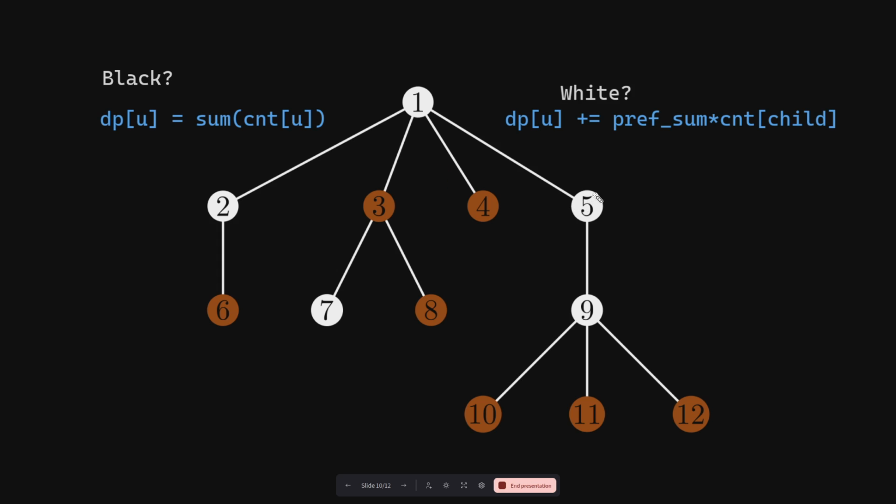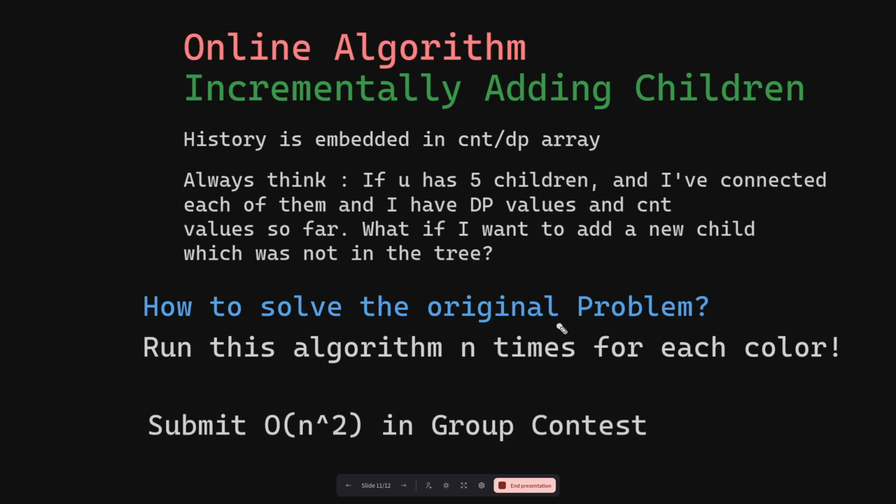So for example, when node 5 or basically the child 5 enters into the tree, the prefix sum would store the possible ways to choose a downward path in all of these subtrees. So that is why you can simply multiply that by the number of possible ways to choose a downward path in this subtree. And therefore you can keep on adding as many children as you want.